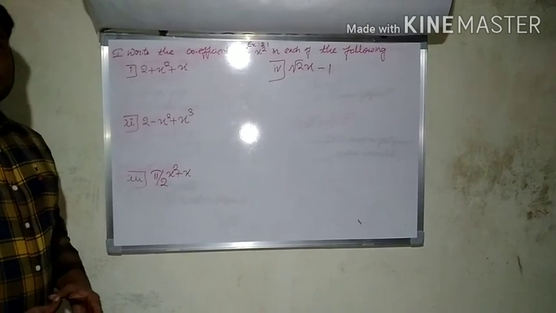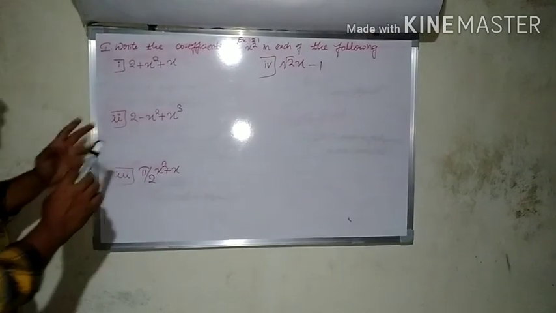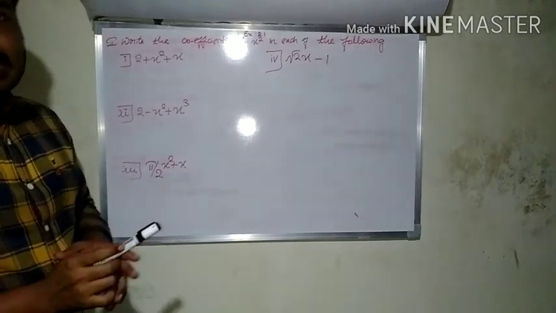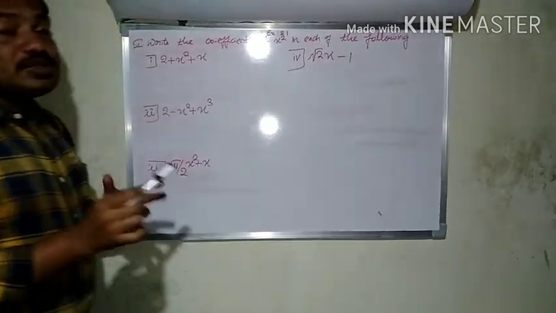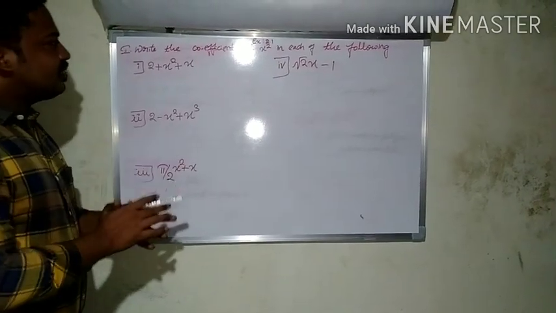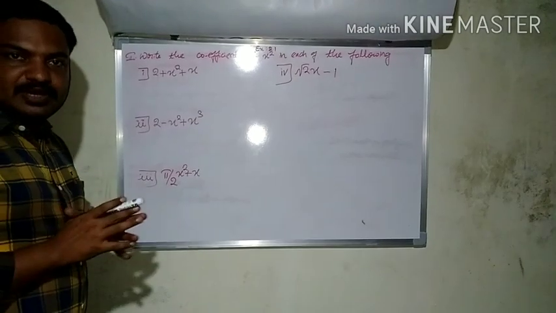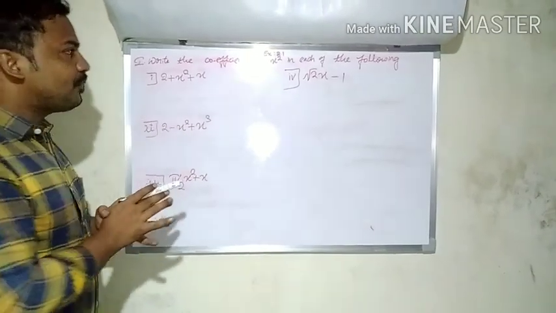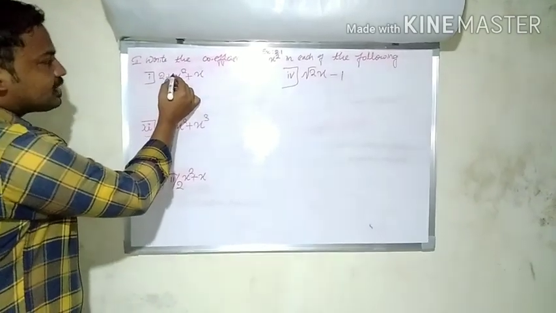Okay students, let us move to the next bit. Exercise number 2.1, second bit: write the coefficients of x square in each of the following. Students, once again I will read the question. Write the coefficients of x square in each of the following. What is a coefficient, is the question here. A coefficient is a number used to multiply the variable. So here the coefficient of x square is 1.